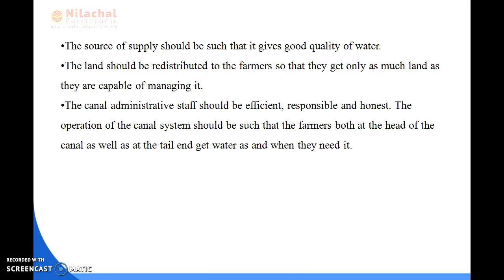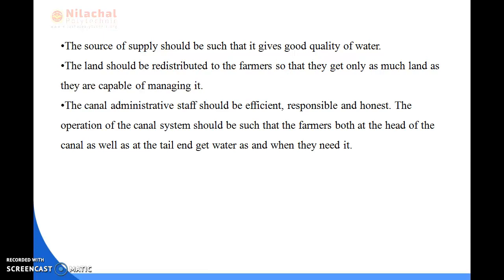So the main necessity is that the source also gives good quality of water. The land should be redistributed to the farmers so that they get only as much land as they are capable of managing. Okay. So the canal administrative staff should be efficient, responsible and honest.